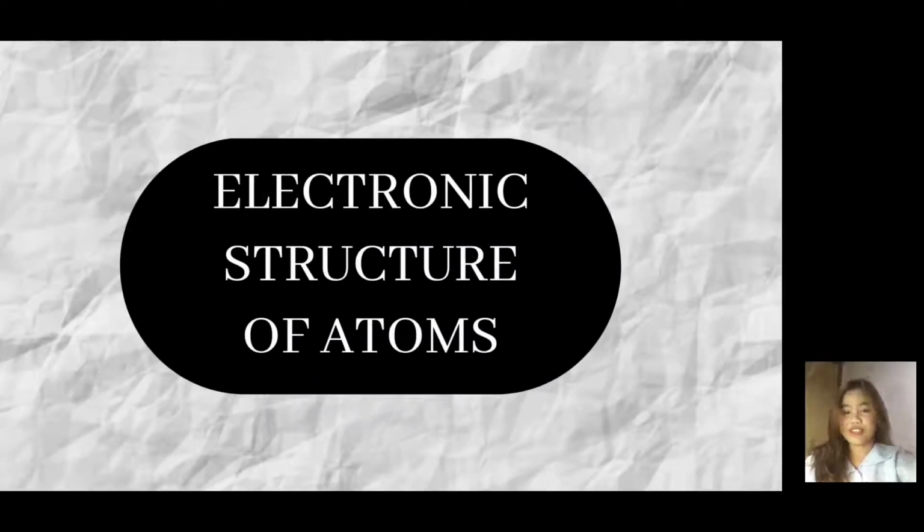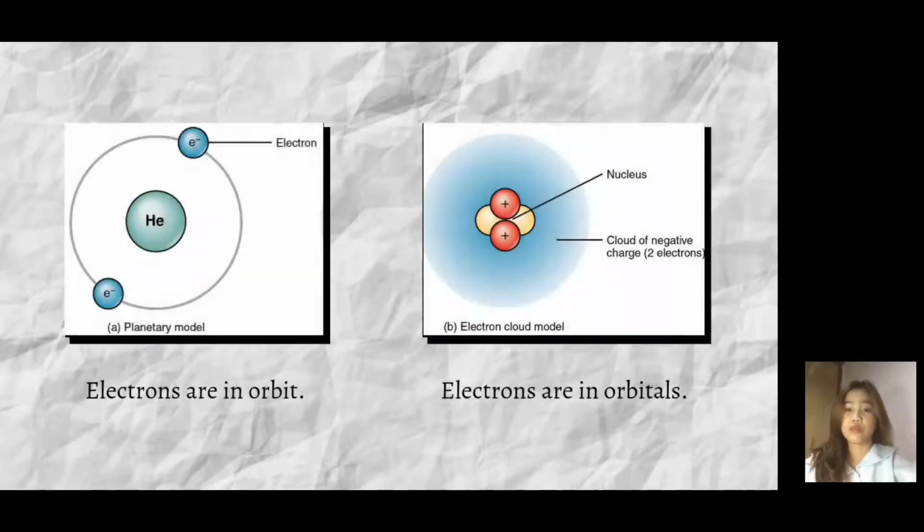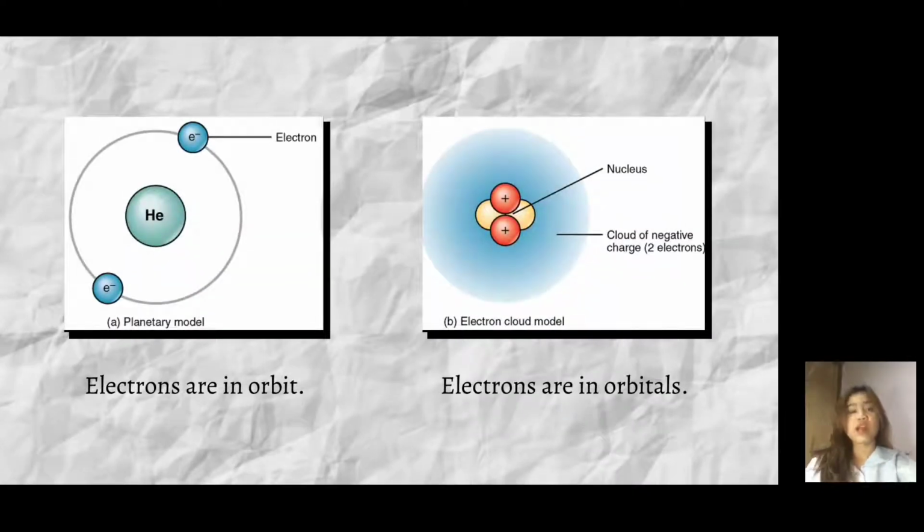But before we jump right into the topic, let's first observe these two models of a helium atom. The first one is Bohr's model of an atom, while the second one is the quantum mechanics version. A helium atom acquires two electrons, right? In Bohr's model of an atom, these two electrons orbit around the nucleus, like how the planets orbit around the sun, while the quantum mechanics model illustrates a different version, in which these two electrons are in an orbital, or in a region of space where they can most likely be found.